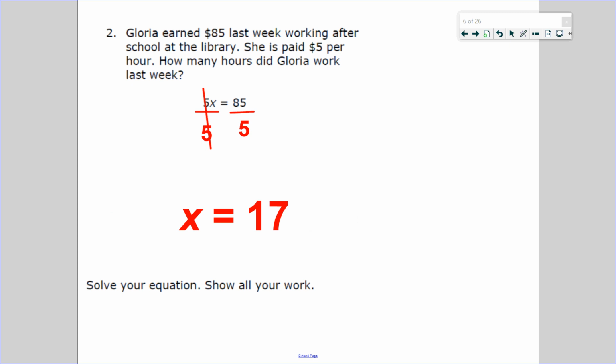Number two, Gloria earned $85 last week working after school at the library. She's paid $5 per hour. That's why it's 5x, a multiplying relationship, equals 85. How do you solve this equation? To undo a multiplication, you have to divide by 5 on both sides. Cancel. 85 divided by 5 is 17. X equals 17.